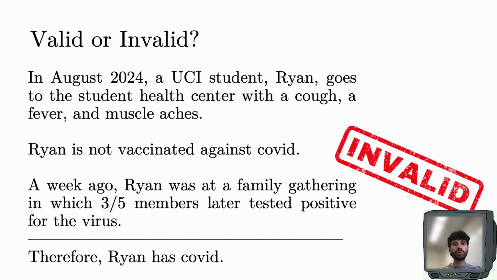However, do we think it's likely that Ryan has COVID? Well, I would think so. Circumstantially, it seems like there's a pretty good chance that Ryan has COVID. And it seems like this argument is invalid, but it still seems pretty good. So calling arguments just valid or invalid might be quite limiting.